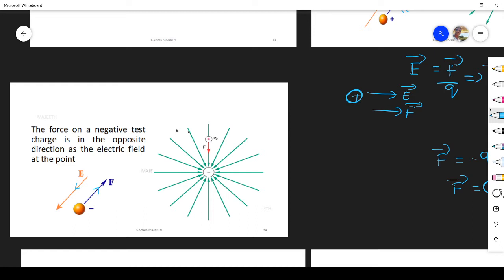Here also you see the electric field is going in this direction, outward, and the force is coming opposite to the electric field. So for a positive charge, E and F are in the same direction. For a negative charge, if E goes in this direction, F will go in the opposite direction, right? That is the first thing we must remember.